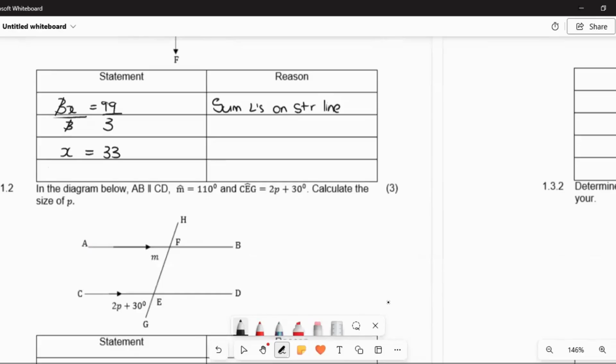And then now, coming to 1.2. On 1.2, they're saying in the diagram below, line AB is parallel to line CD, and angle M is equals to 110. So we know that this angle here is equals to 110 because it is specified there. And then they're saying angle CEG, this angle there is equal to 2P plus 30 degrees. Calculate the value of P.